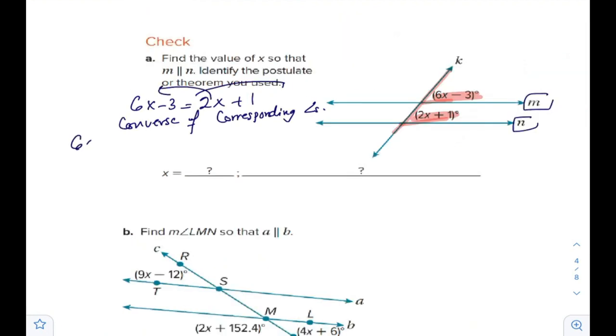And we will solve the equation. So 6x minus 2x is 3 plus 1. 4x is 4. That means x is 1 if you divide by 4, of course. So x is 1. And here we will write this statement, converse of corresponding angles.